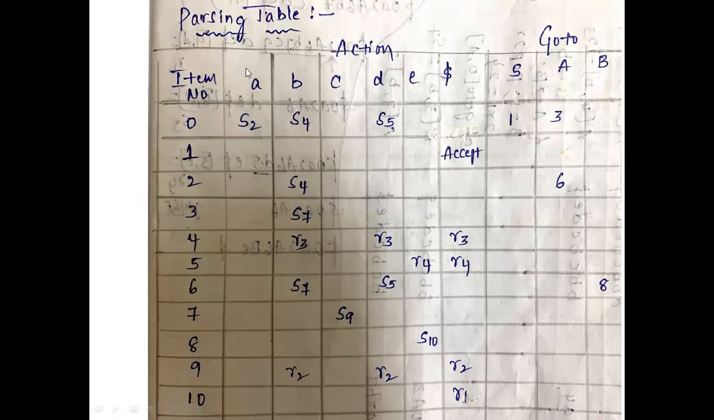And action consisting of all the terminals along with the dollar, and goto consisting of all the left hand side of the variables, that is the non-terminals in the given grammar. And items are from the computation; we can define how many items that we get from the grammar. So from the grammar, I get 0 to 10 items. So I am writing like this. And now, how to fill these entries?